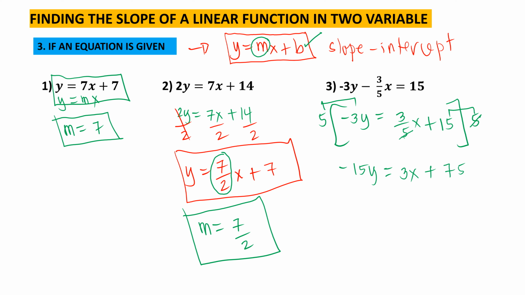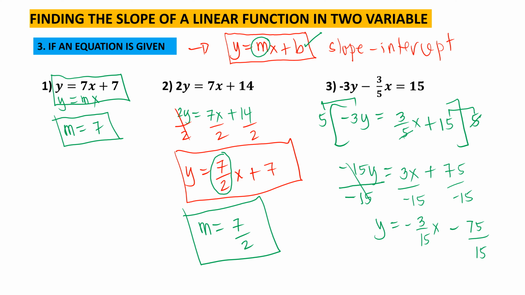This time, it is now understood that whatever the number beside the y will be our denominator to both terms. So therefore, y is equal to negative 3 over 15 x, then positive and negative, we have 75 over 15.